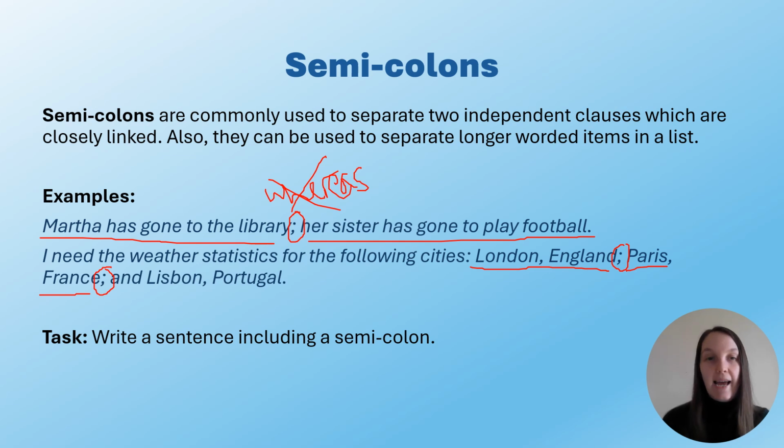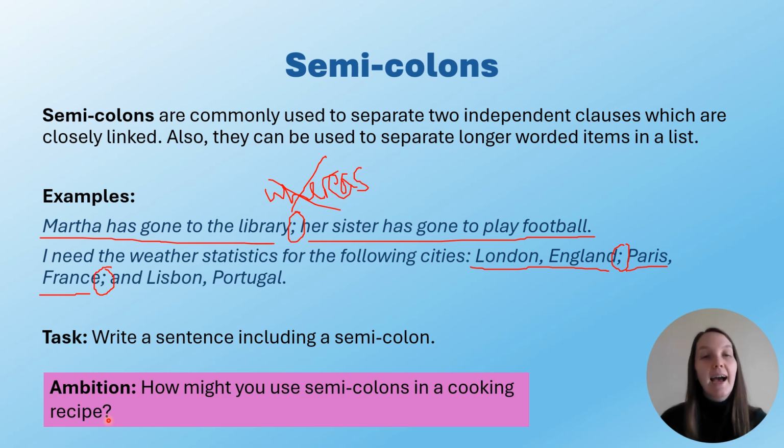Okay, for a task then, I want you to write a sentence, including a semicolon. And then for the ambition task, how might you use semicolons in a cooking recipe? Okay, so think about when they might appear, how they might appear in a cooking recipe. So pause this slide, do the task, and then we'll continue with the lesson.